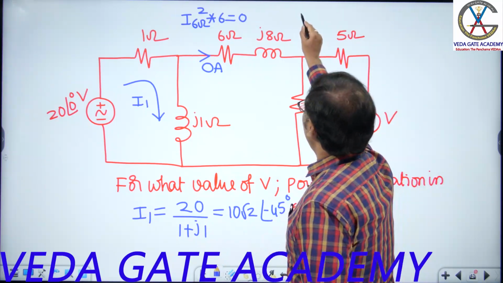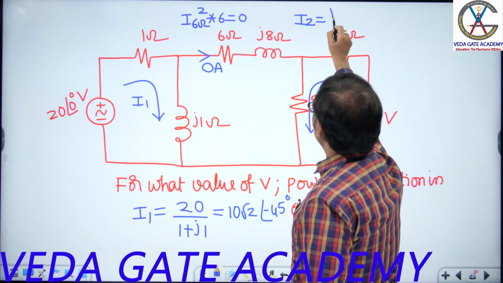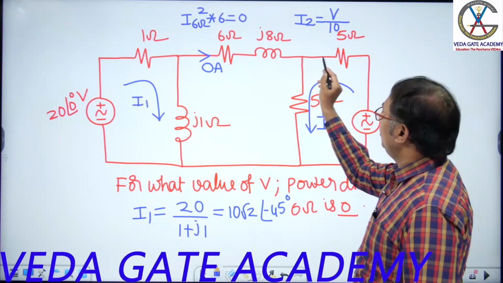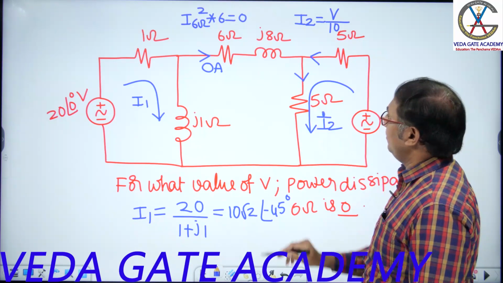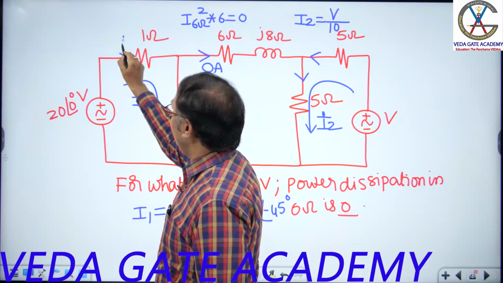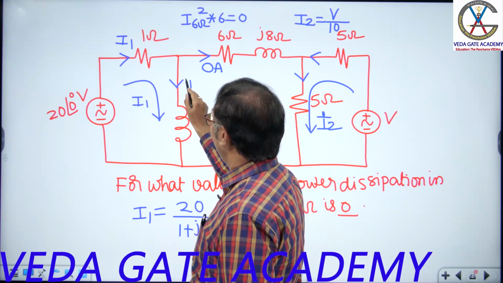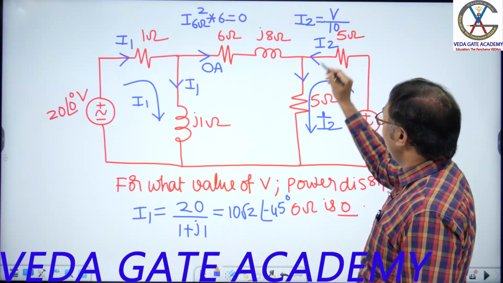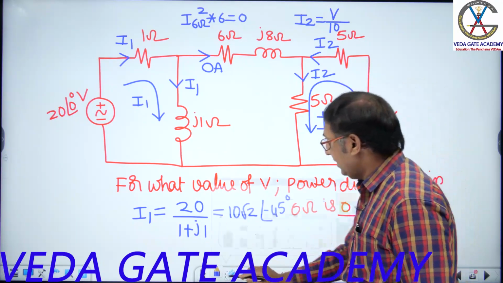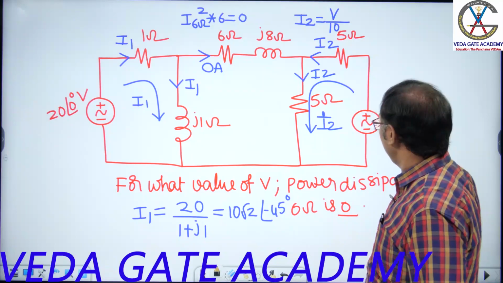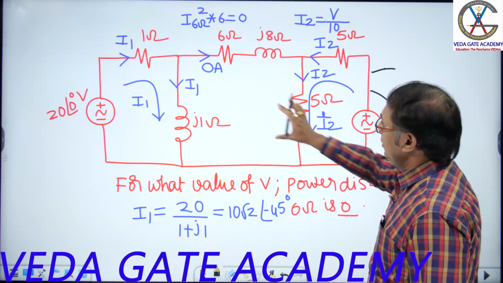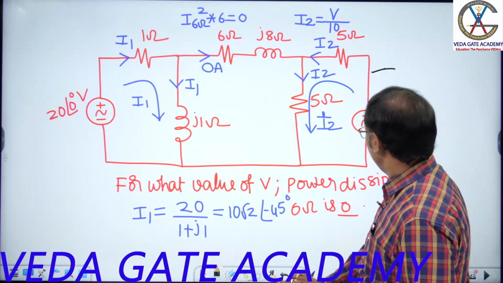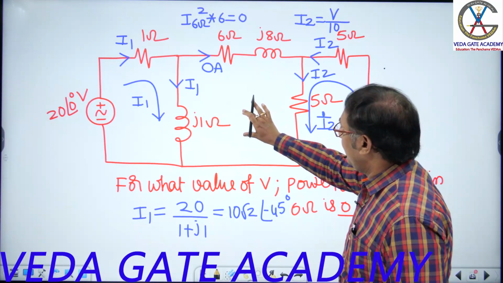Next, what is I2? I can write V by 5 plus 5, that is V by 10. Since the 6 ohm current is 0, no current flows there. If here the current is I1, here also the current is I1. Since here it is 0, if here the current is I2, here also it is I2. Now, interesting point: a single step and our problem is completed. How? Let me compress this.